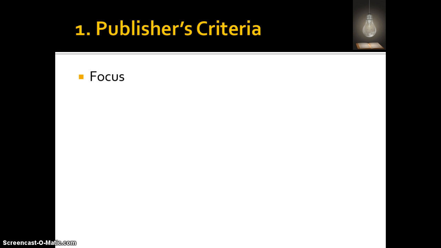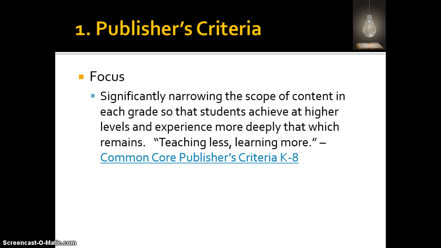All right, the first shift that Common Core puts out there is focus. The publisher's criteria for K through 8 puts it this way: significantly narrowing the scope of content. They're teaching less, learning more, and this is so that we can go deeper. The idea is that our curriculum in the past has been a mile wide and an inch deep, and so we're trying to correct that now by pulling back on the amount of content so that we can go deeper into the content and really understand it better.